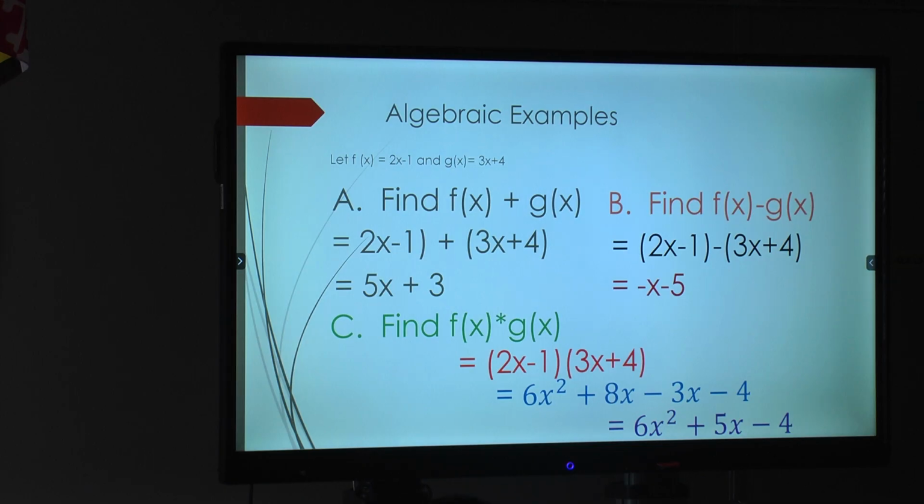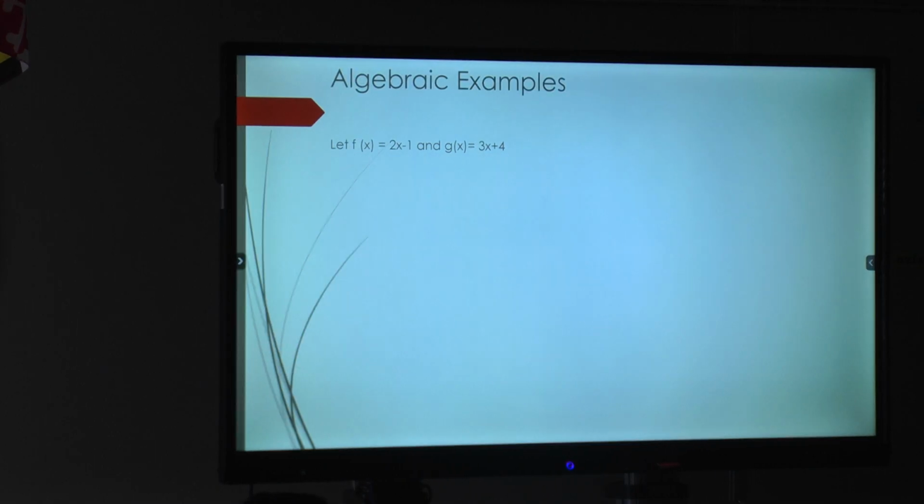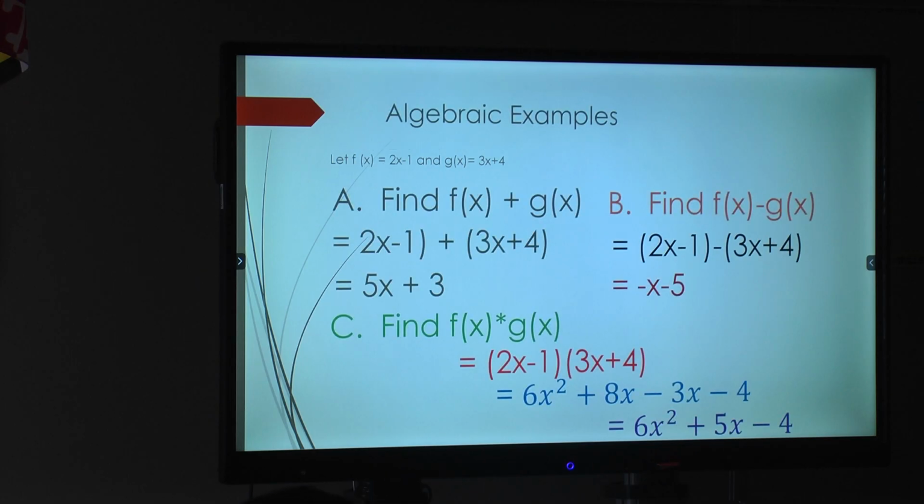I know exactly what y'all are trying to say. Any questions? Now, using those same f of x and g of x, yes. We ain't doing D. Yeah, we're going to go to D.